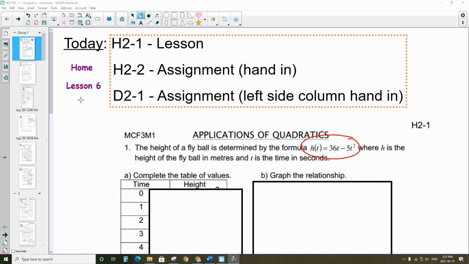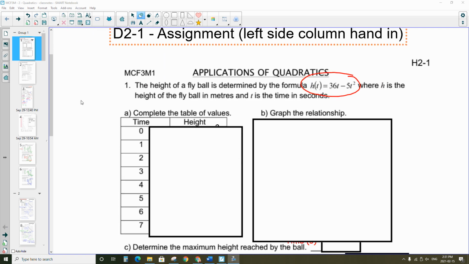All right, so for home lesson 6, let's go through a couple application questions. The first one is we have the height of a fly ball determined by the following equation, where h is the height of the fly ball in meters and t is time in seconds. So you've got a chart to fill out here. The time column has already been filled out for you, so we're checking the height of the ball at different times. So at time 0, all we're doing is taking this equation here, and wherever there's t, we're replacing it with the t in the correct row.